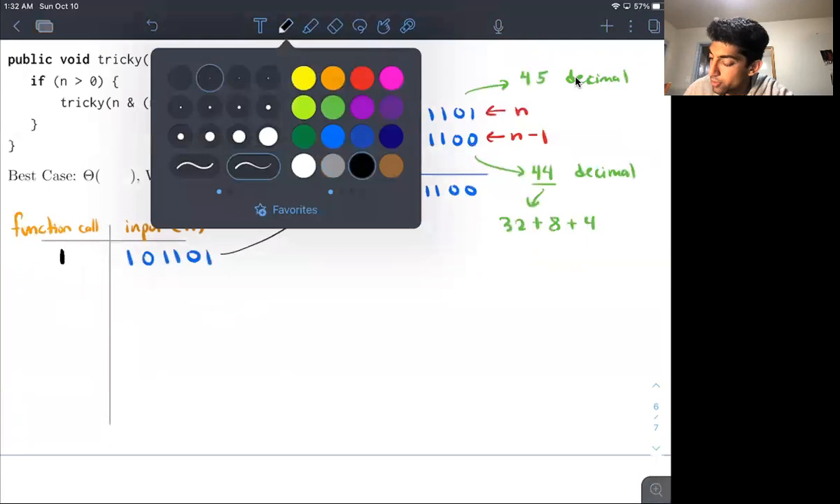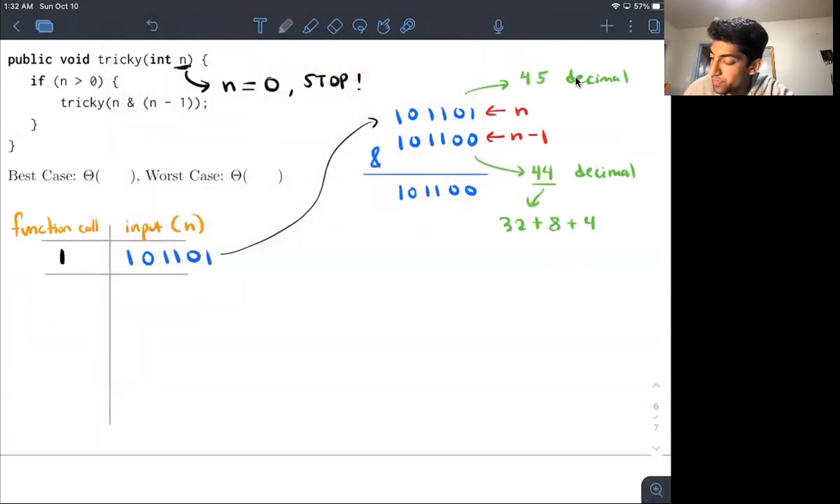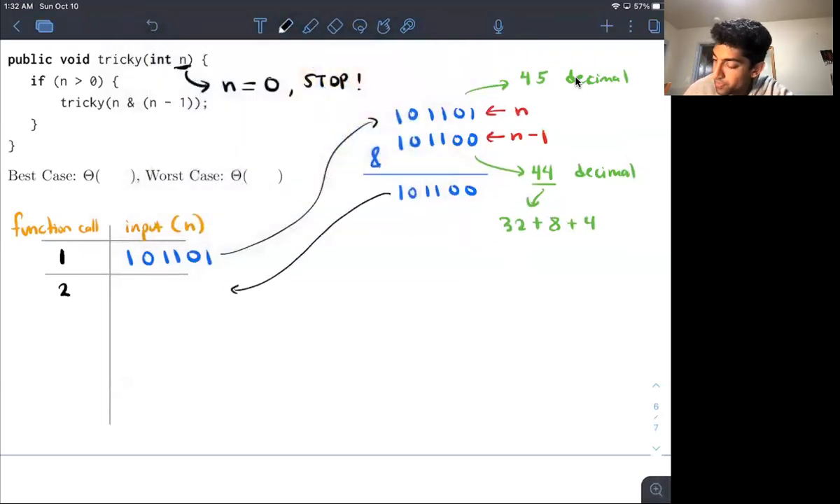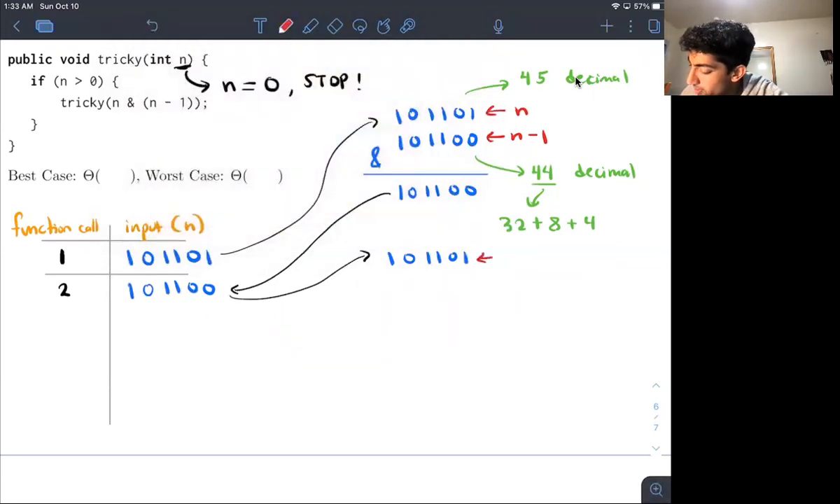Okay, so the next iteration, we have the input, which came from over here. Oh, shoot, wrong color. And the input is going to be 1, 0, 1, 1, 0, 0. Okay, so taking this input now, we can do the same AND with n minus 1. So I have 1, 0, 1, 1, 0, 1, and this is my new n. So now let's take a look at what n minus 1 is going to be.